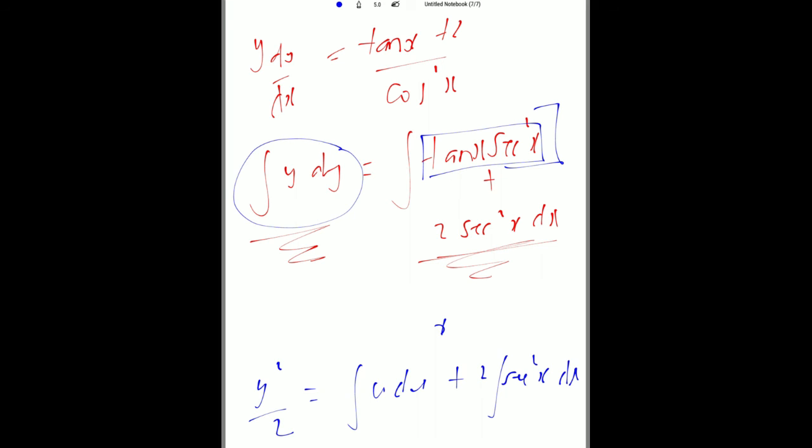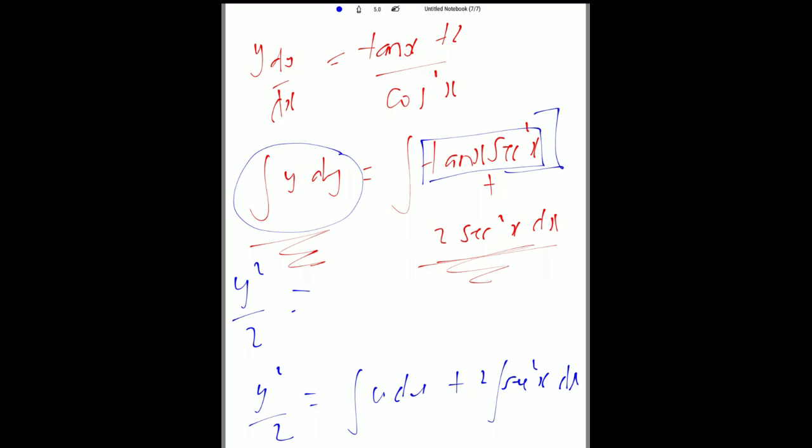So we're going to have that y squared over 2 would be equal to, what's the integral of u? u squared over 2, but what is u? u is tan x, so that should be tan squared x all over 2 plus 2 times the integral of sec squared. What's the integral of sec squared? That would be tan x plus our constant of integration c.